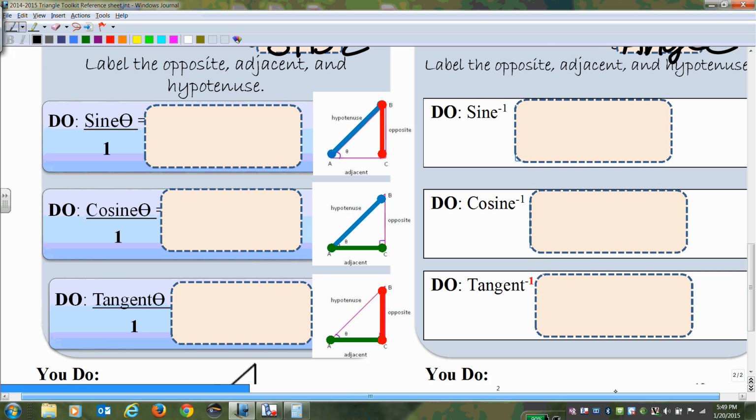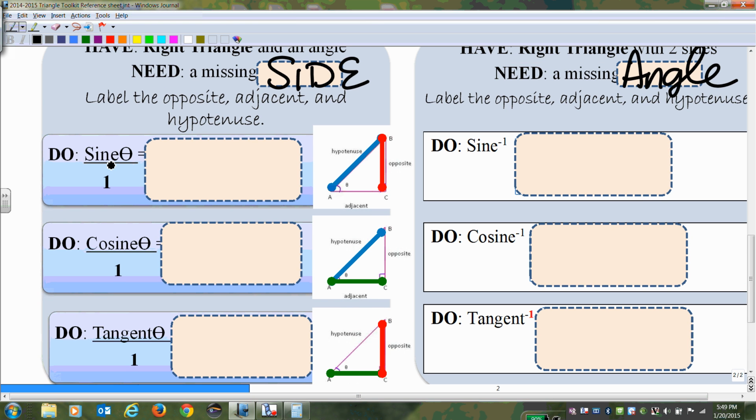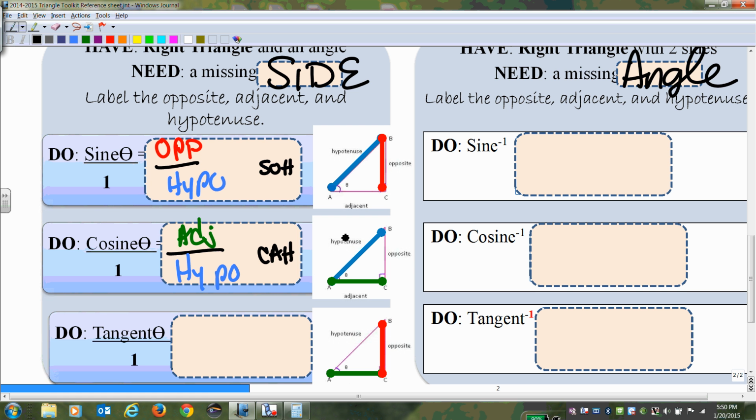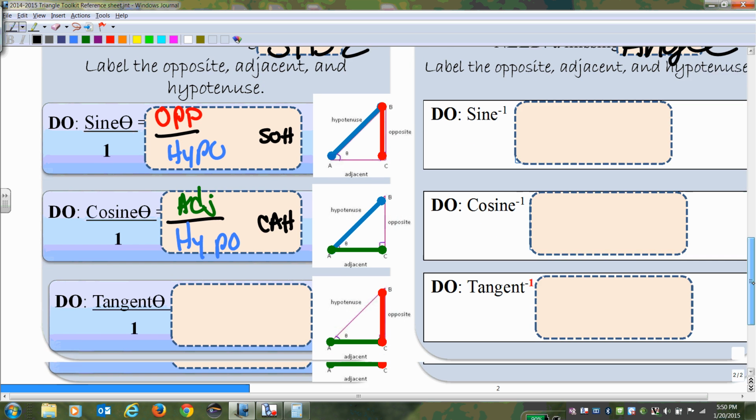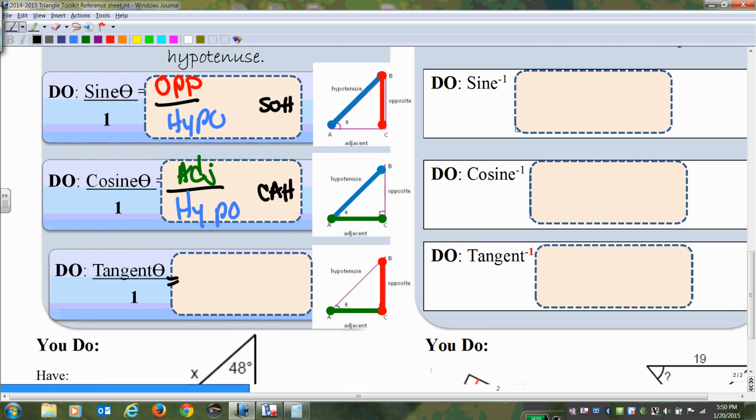So to find missing sides, it is sine of theta over 1 equals opposite over hypotenuse. That goes with the acronym SOH. Cosine equals adjacent over hypotenuse. That goes with CAH. Last one, tangent of theta equals opposite over adjacent. That goes with TOA.